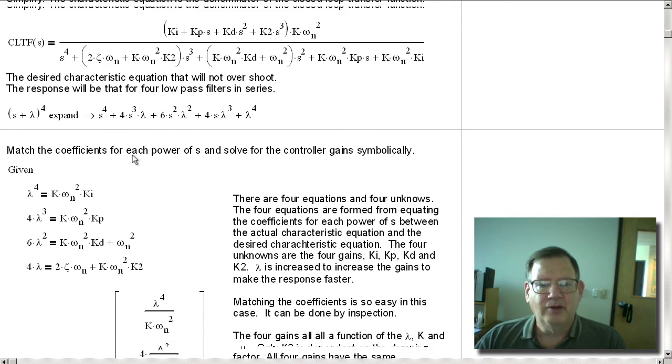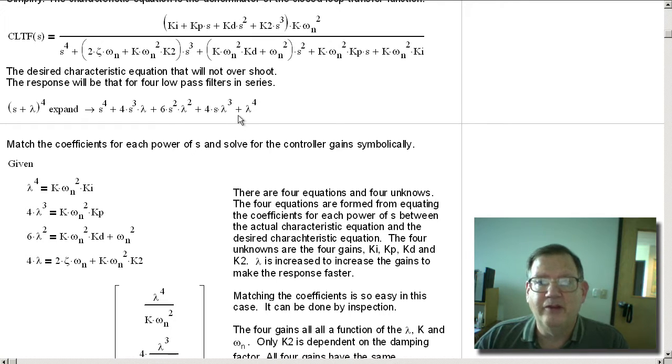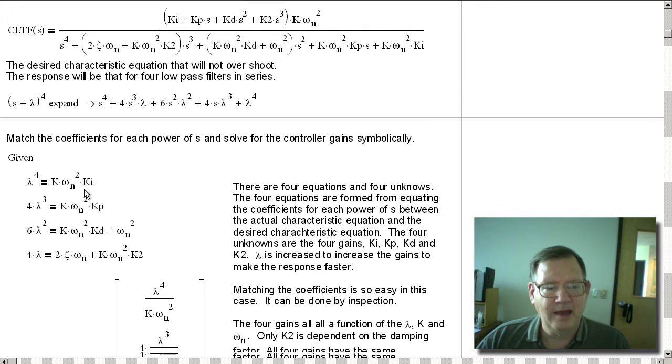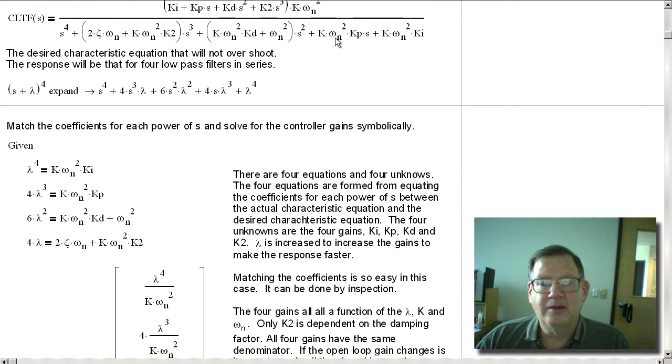Now, to calculate out the gains, what we need to do is equate the coefficients for each power of s. So, for instance, here we have the 0 power of s, and that's k times the natural frequency squared times ki, and that needs to be equal to lambda to the 4th power. So I have an equation here for the ki gain, and then I have k times natural frequency squared times the proportional gain times s, and that equivalent term in my desired characteristic equation is here. And I do the same thing for the 2nd power of s and the 3rd power of s.